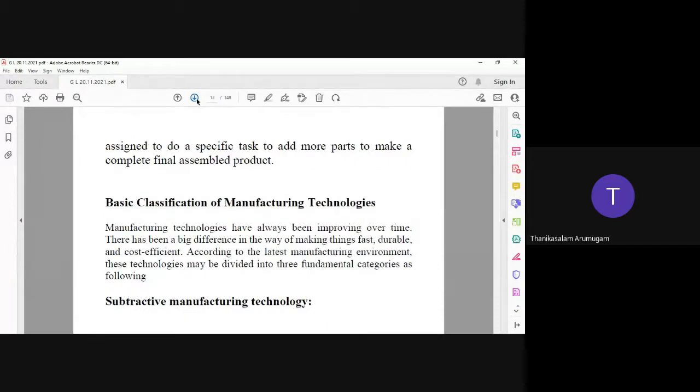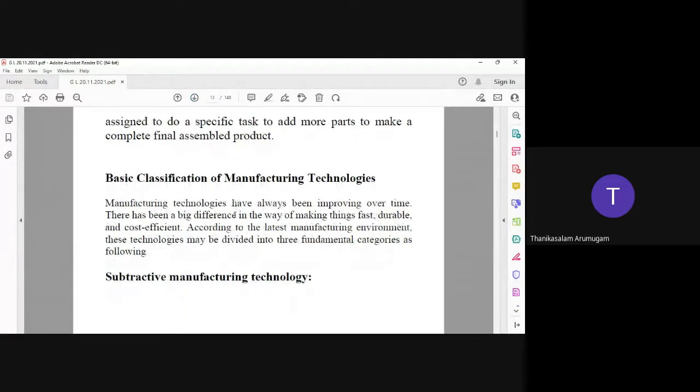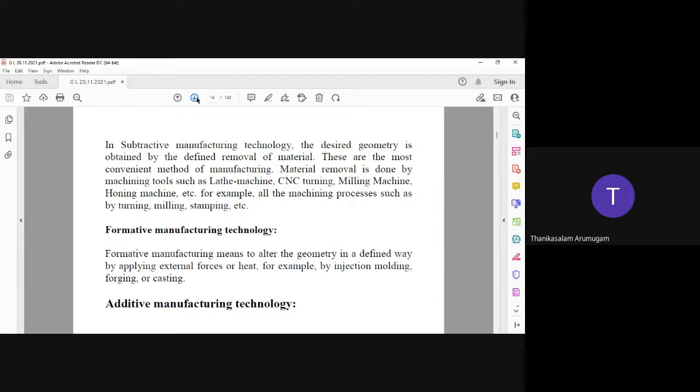So come to our subject. Manufacturing technology has always been improving over time. There has been a big difference in the way of making things, for fast, durable, and cost efficient production. According to the latest manufacturing environment, this technology may be divided into three fundamental categories as follows.